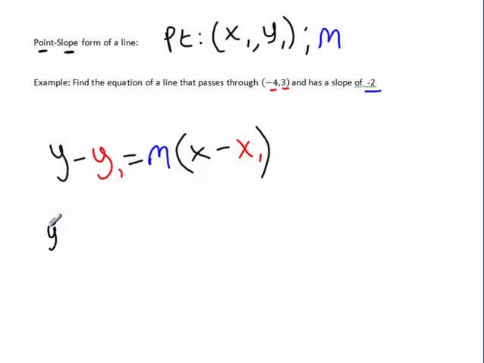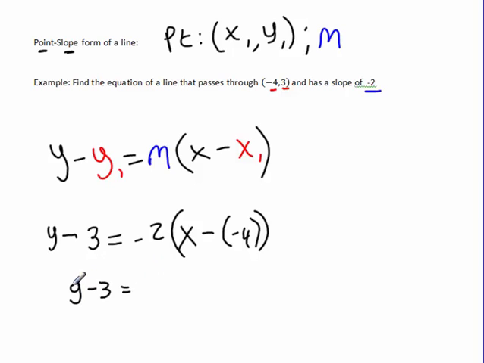So let's piece this thing together then. I get y minus, and my y1 value is 3. So I'm going to say y minus 3 equals m. My slope here is -2. So -2 times x minus, now you want to use parentheses whenever you get these negatives just to make sure, minus -4. Well, x minus -4 is really saying x plus 4. So I'm just going to rewrite this to make it look a little bit nicer. I get y minus 3 equals -2 times x plus 4.